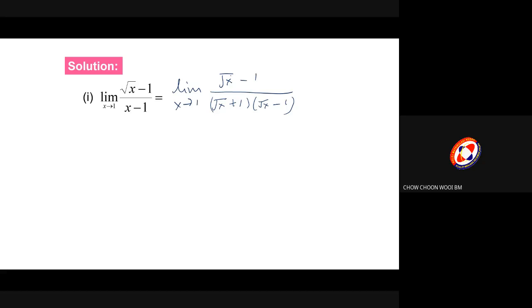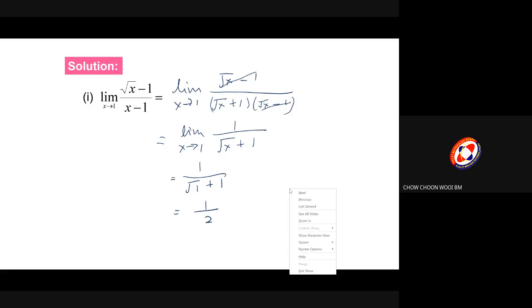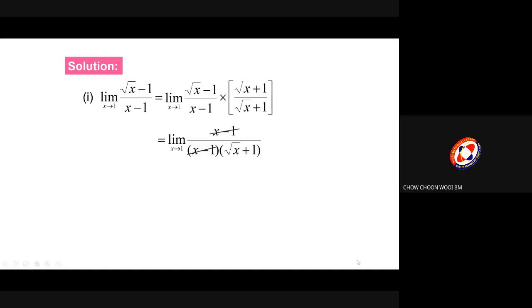Macam tadi kita buat tadi. So this one and this one, it can be simplified. Kemudian dia adalah jadi limit as X approaches 1 of 1 over sert X plus 1. Kemudian kita baru ganti. Sert 1 plus 1, which is equal to 1 over 2. Jawapan yang sama saja. So, especially for this kind of question, we can either factorize or we multiply by its conjugate. Okay. Yang ni settle.